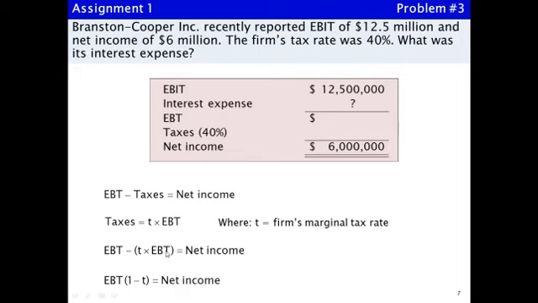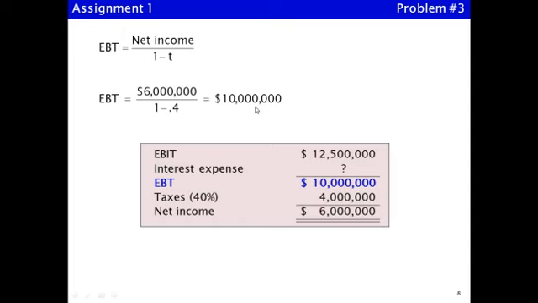And now, in these first two terms, I have an EBT common in both terms. So I'm going to factor it out, and I have EBT times 1 minus T is equal to net income. And now I can divide both sides by 1 minus T to determine that EBT is net income over 1 minus T. And we can now apply that in this situation because Branston Cooper had a net income of $6 million. If we divide that by 1 minus the firm's tax rate, we see that EBT must have been $10 million. So I now put that into my previous rectangle that I had with the missing amounts.